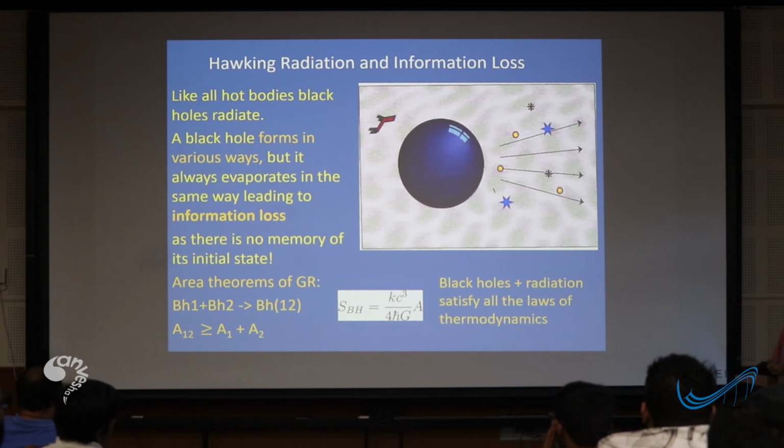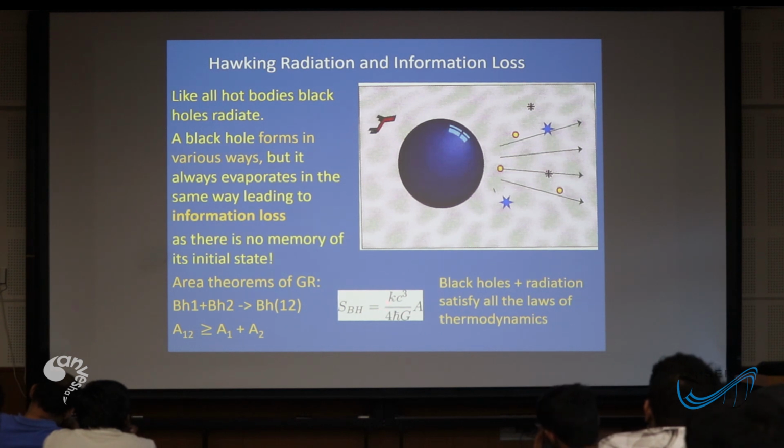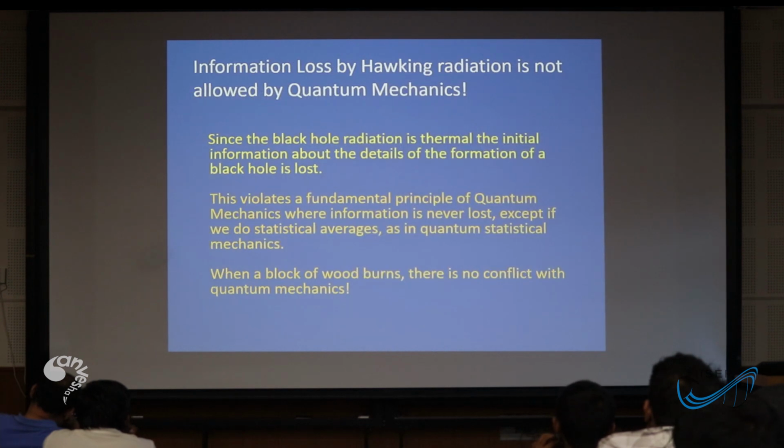Now, there's a problem with that. I'll come to it in a minute. A little bit about black holes: they satisfy all the laws of thermodynamics. This is a good entropy formula, and that's a detail. Let me go on. The main point is that information loss by Hawking radiation is not allowed by quantum mechanics. So this is the problem.